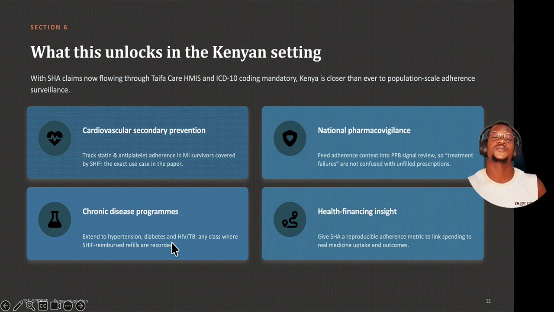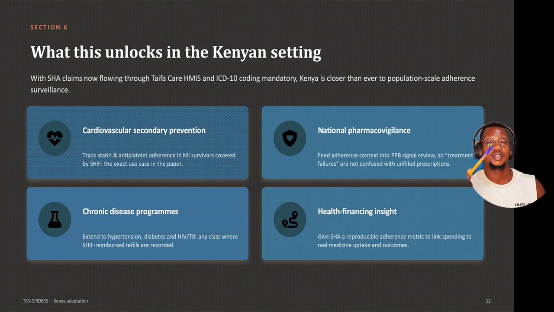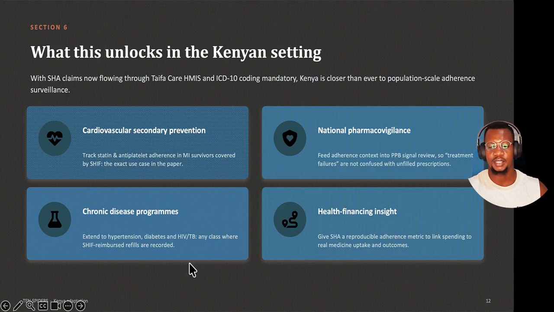So that means you also have to at least have the background knowledge of the drugs covered under SHIF, PHC, whatever, what have you. And then the health financing insight gives SHA a reproducible adherence metric to link spending to real medicine uptake and outcomes. Now that's on the regulator side.